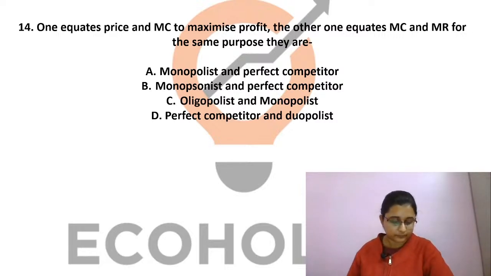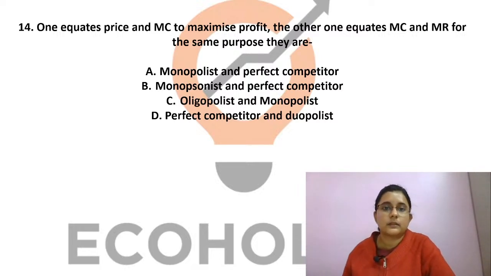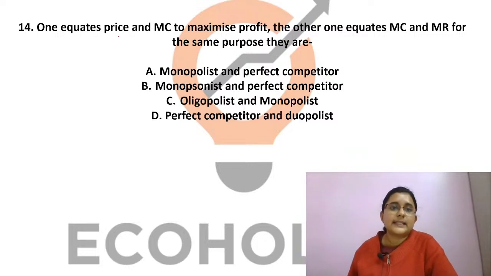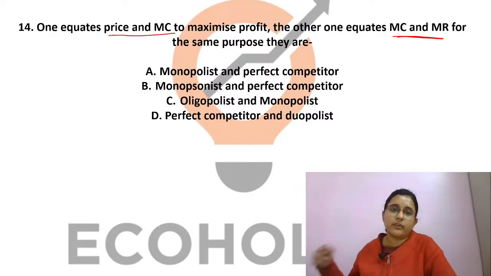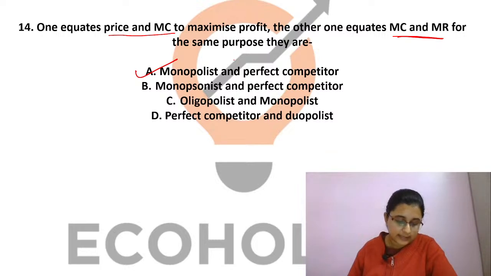Tell me. One equates price and marginal cost to maximize profit, and the other one equates the marginal cost and marginal revenue for the same purpose. That means for maximizing the profit. So they are option A, the monopolist and perfect competitor. Very good. This is the right answer. Very good.